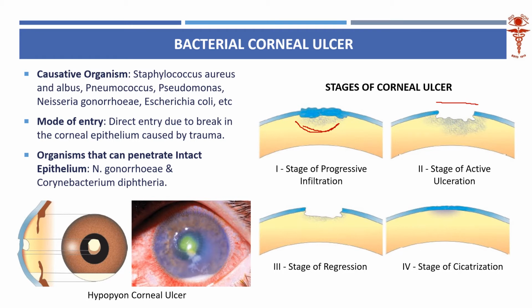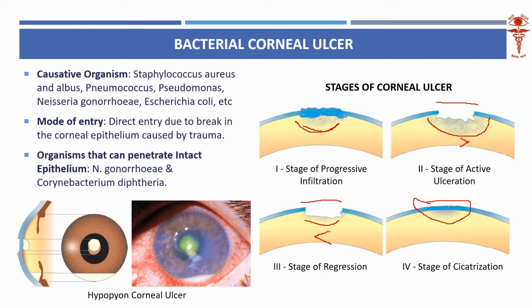If the stromal infiltrate is more than the epithelial defect, it is a progressive ulcer. If the stromal infiltrate is lesser than the epithelial defect, then it is a regressive stage. If the epithelial defect closes by scar tissue, if there is a scar tissue which has formed here, it has formed an opacity. This is the stage of cicatrization. So these are the stages of the corneal ulcer.